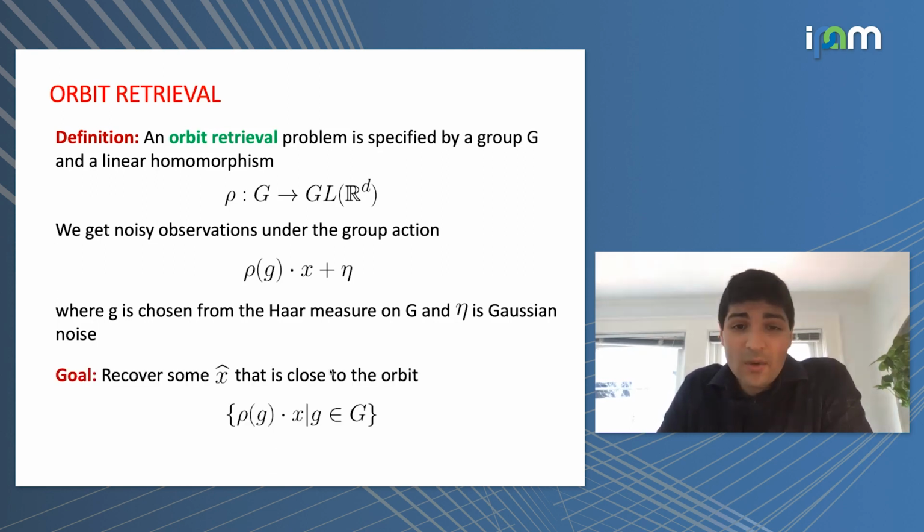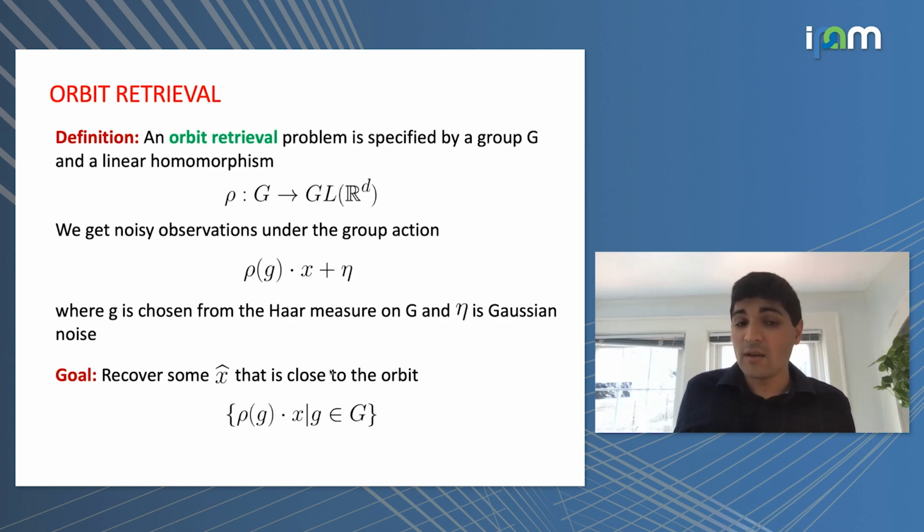And the goal here, you can't hope to recover X because, if I apply rho of G for some other G to X, I can't tell the difference between the original X and the thing after that operation. So at best, I can hope to recover some X hat that's close to the orbit. That's why it's called orbit retrieval.